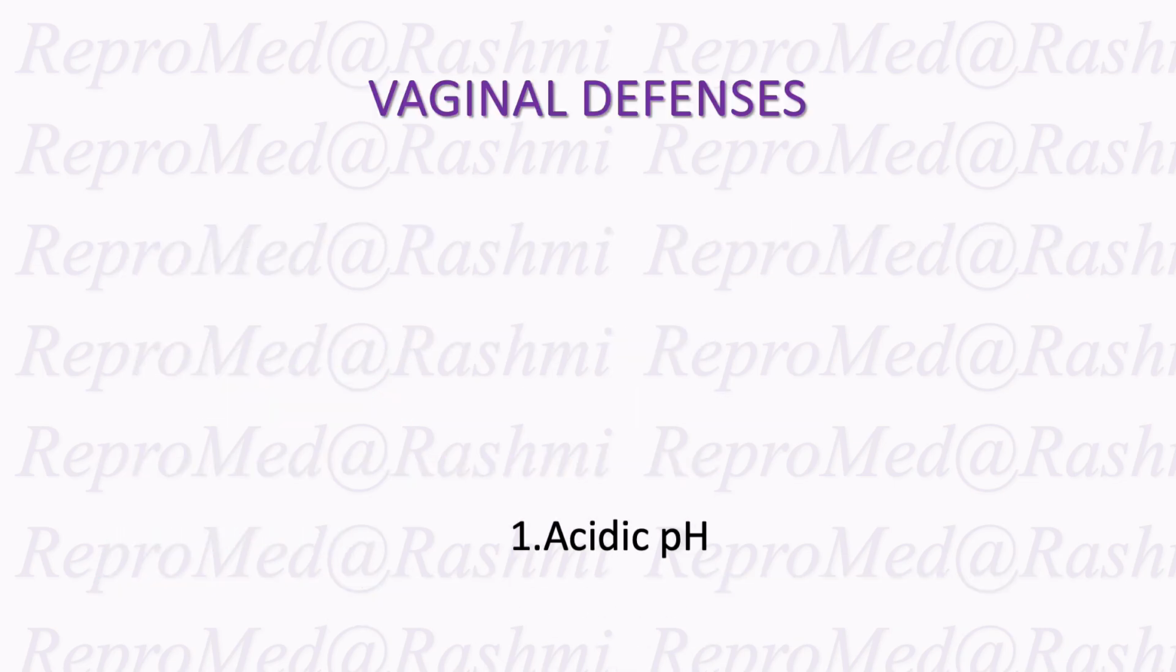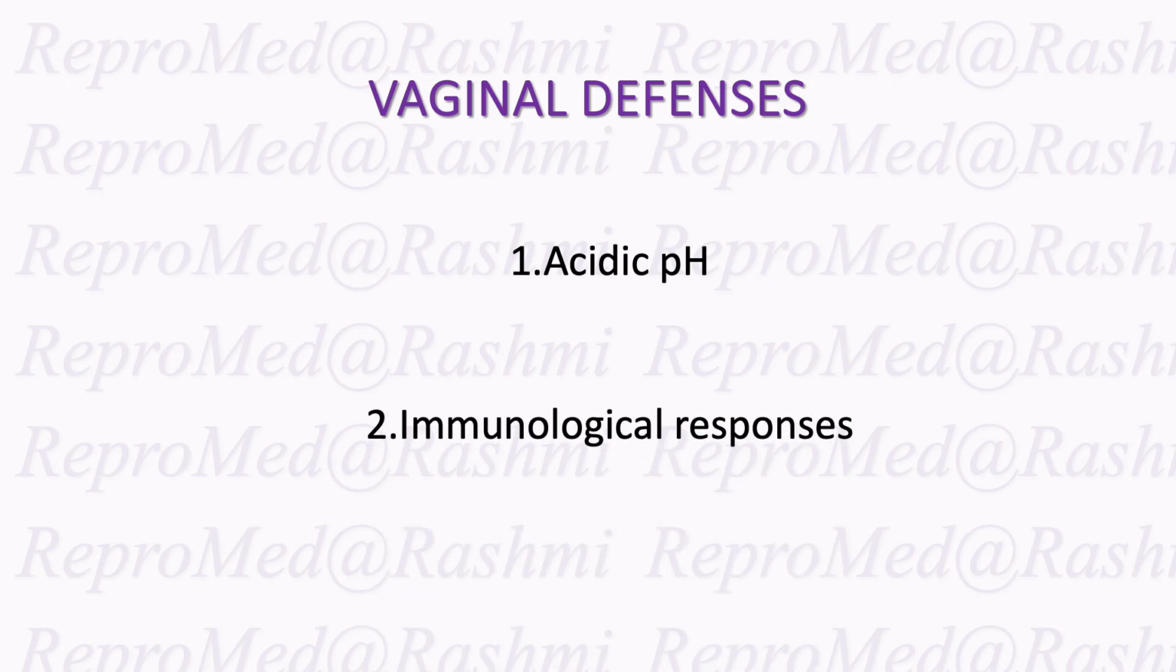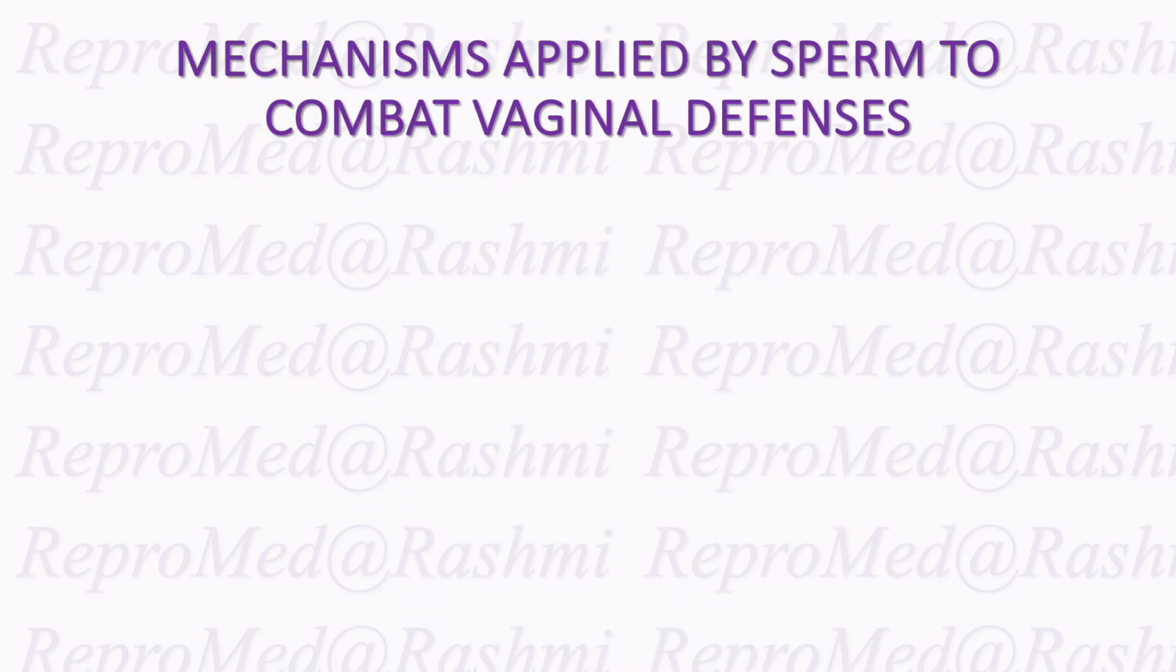What are the vaginal defenses? First is the acidic pH of 4.5. Second is the immunological responses. What are the mechanisms applied by sperm to combat the vaginal defenses, the immunological as well as the acidic response of the vagina? How do the sperms combat that? First, the semen is alkaline, so the ultimate pH which forms will be neutral.